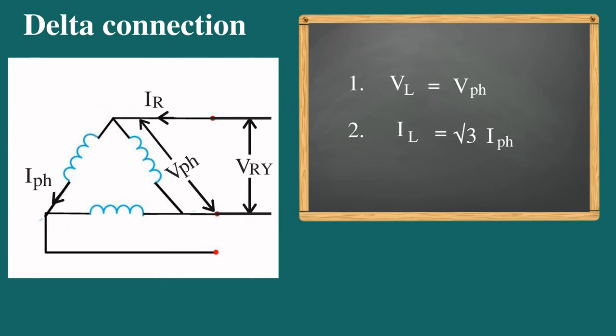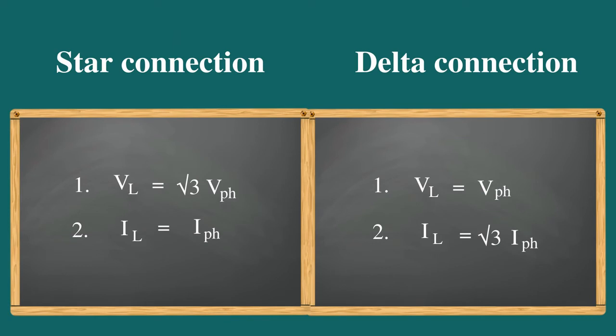So there are these two important results for delta connection. First one is VL is equal to VPH, that means line voltage is equal to phase voltage. And second one is IL is equal to root 3 IPH, that means line current is equal to root 3 times phase current for delta connection. So this is a comparative study of voltages and currents for star connection and delta connection. So for calculation purpose you can use this.